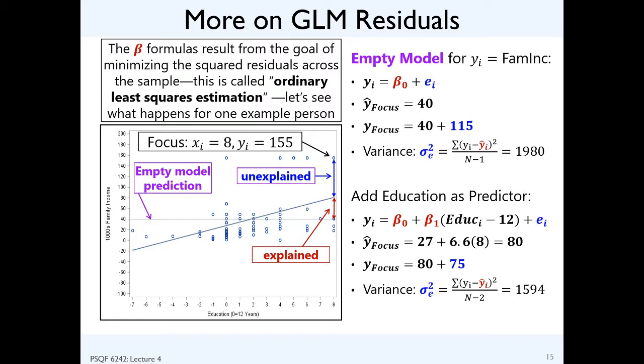So that's my jumping off point. The naive guess. So 1980 is all the reasons why some people make more money than others. Why some people are higher than the mean and some people are lower than the mean. So the square root of that is how far off on average people are from the mean.